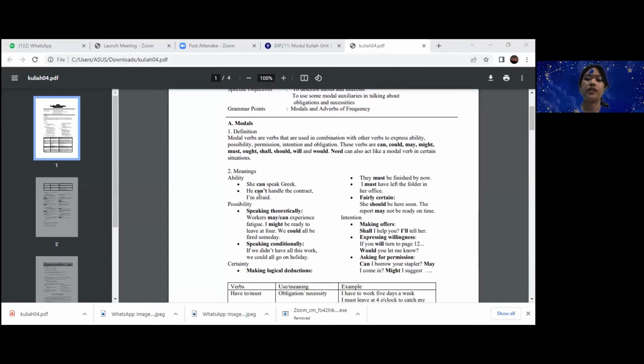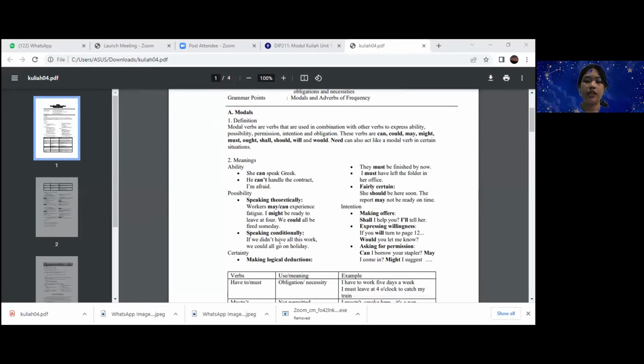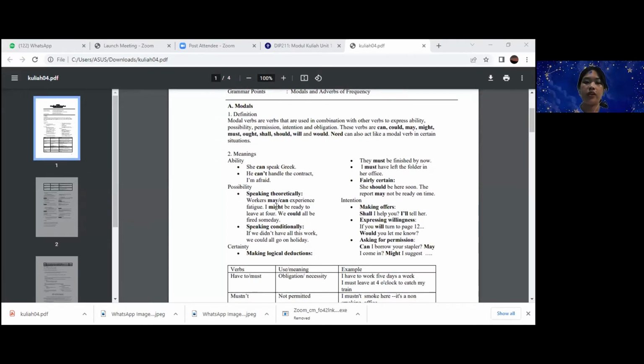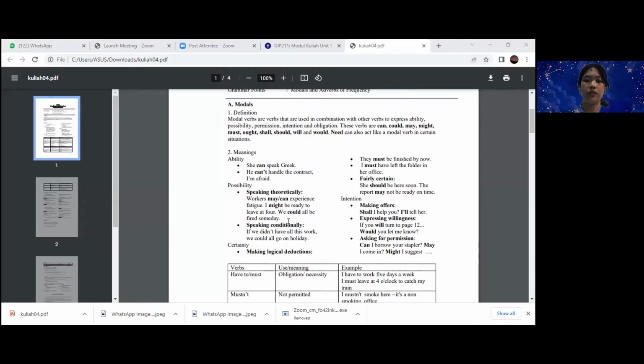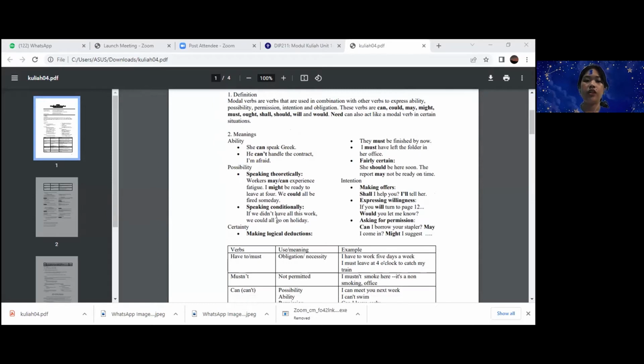2. Meanings. First, ability. She can speak Greek. He can't handle the contract, I'm afraid. Second, possibility. Speaking theoretically, workers may or can experience fatigue. I might be ready to leave at 4. We could all be fired someday. Speaking conditionally, if we didn't have all this work, we could all go on holiday.